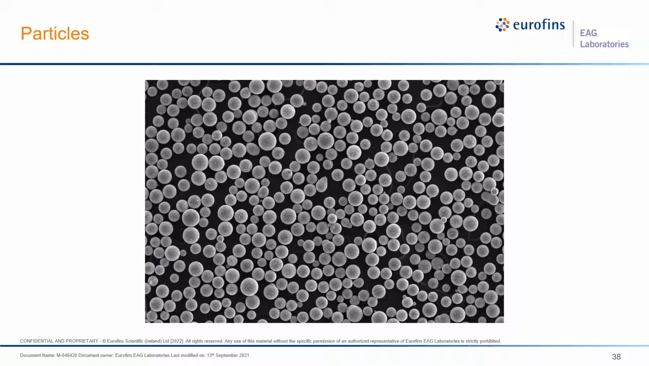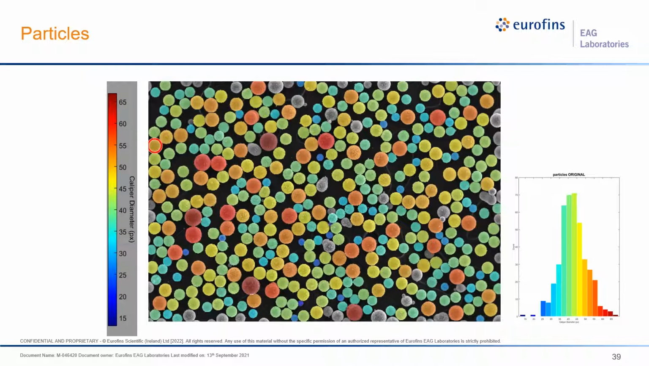At EAG, we do have programs that can do particle counting and particle size distribution analysis through SEM images. So you can see here a different color associated with a different diameter of the particle, and we can provide a distribution with that. That's an algorithm we wrote to provide that information. The smart seminars, webinars related to SEM and TEM imaging, we'll discuss this more.